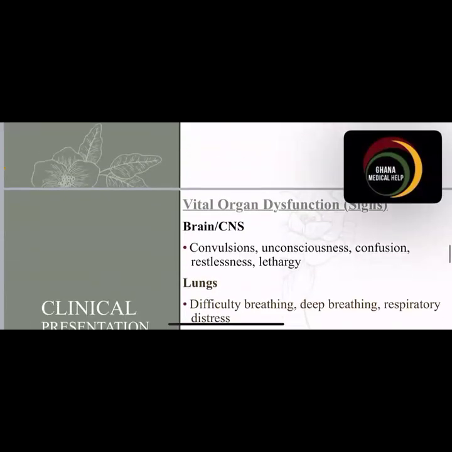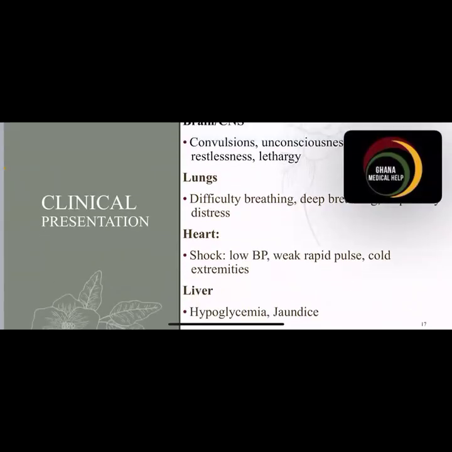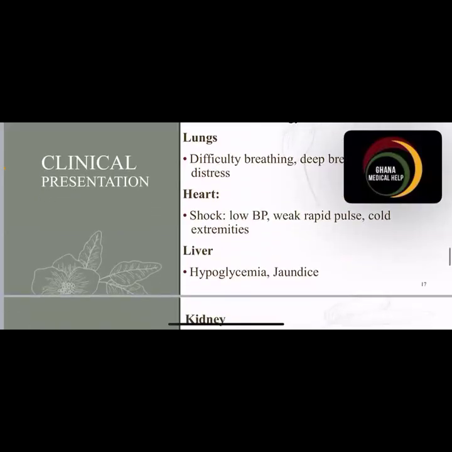And in terms of vital organ dysfunction, start with the brain or the CNS. Convulsions, yes. Unconsciousness, yes, which is usually the peculiar sign you see in cerebral malaria, which is defined as an unarousable coma. And you can see confusion, restlessness, lethargy. All these are CNS signs of severe disease. You'll see deep breathing, respiratory distress, or difficulty in breathing in terms of the lungs. The heart, you see signs of shock, especially in pregnant women that have severe disease. So it's very key to always pay attention to their vitals when they come in.